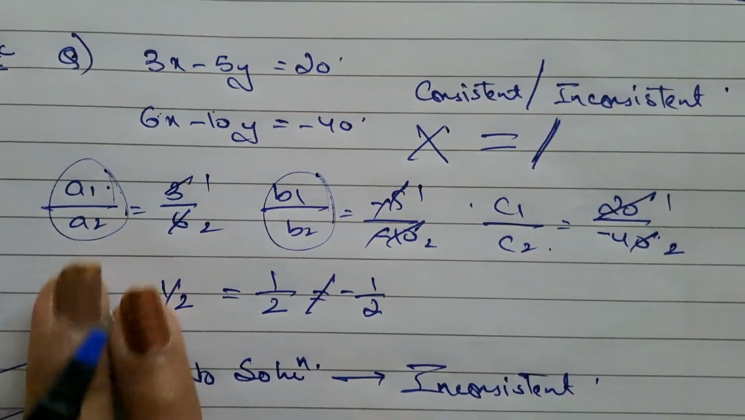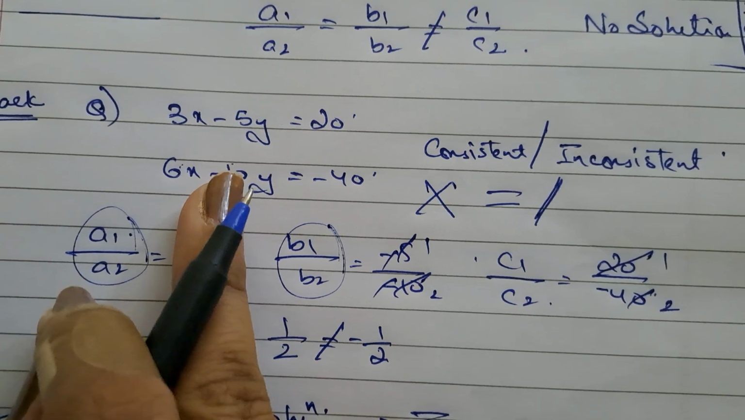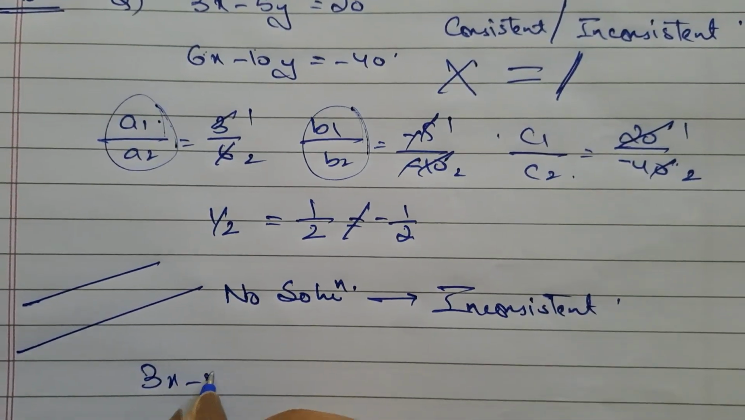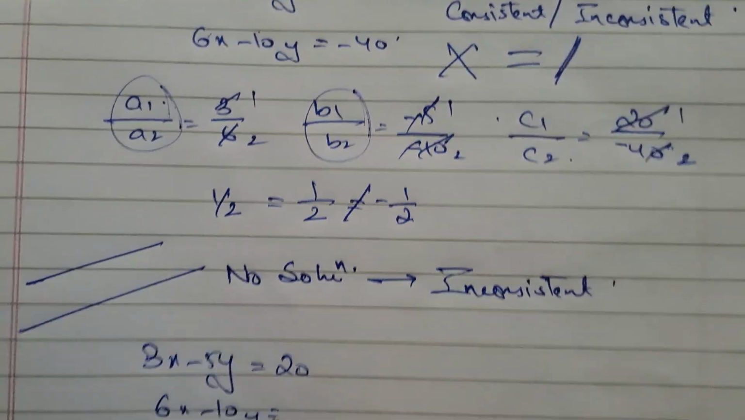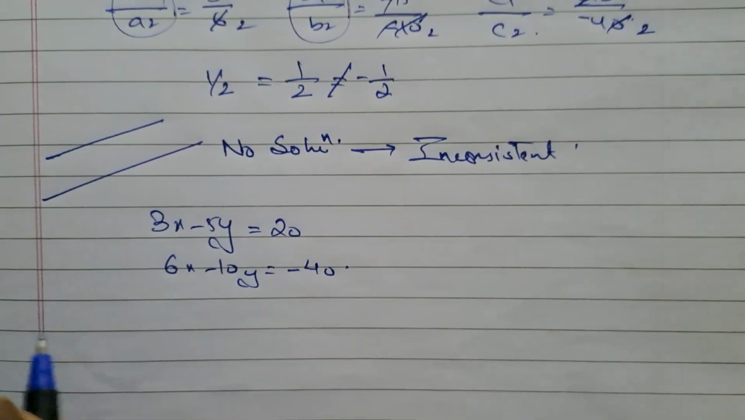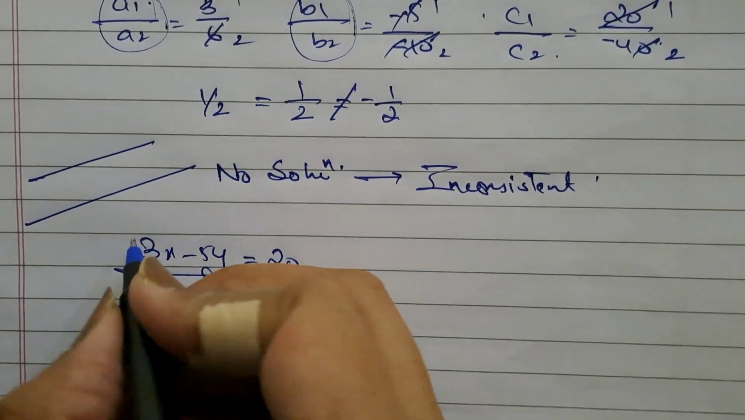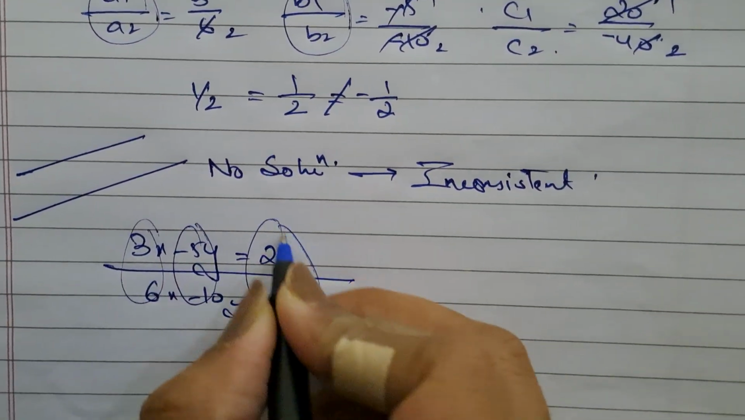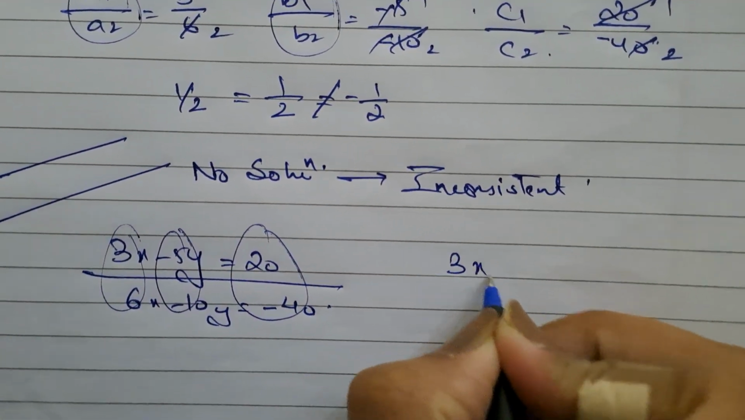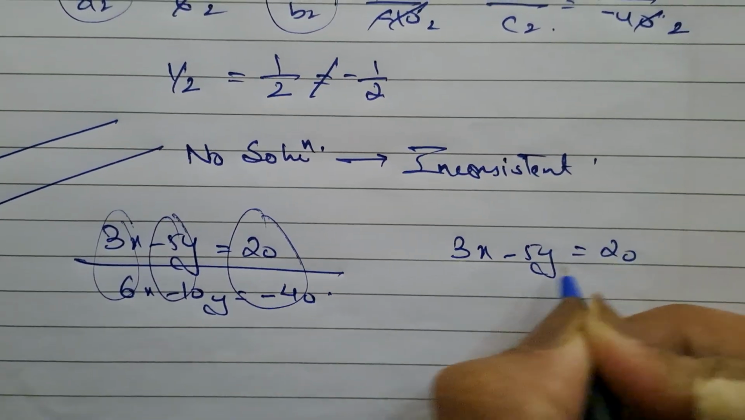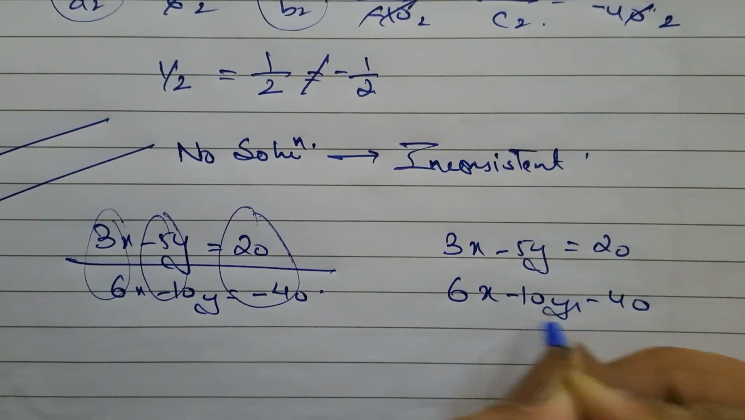Now this was a lengthier method that I did because we are doing it for the first time. But in the examination, if a question like this comes, like 3x minus 5y is equal to 20, 6x minus 10y is equal to minus 40, I know that I have to do the ratio. Straight off I'm going to put the ratio sign and consider these as individual pairs: 1 pair, 2 pair, 3 pair. Let me rewrite the question so that I can show you how I'm going to solve it in the examination.